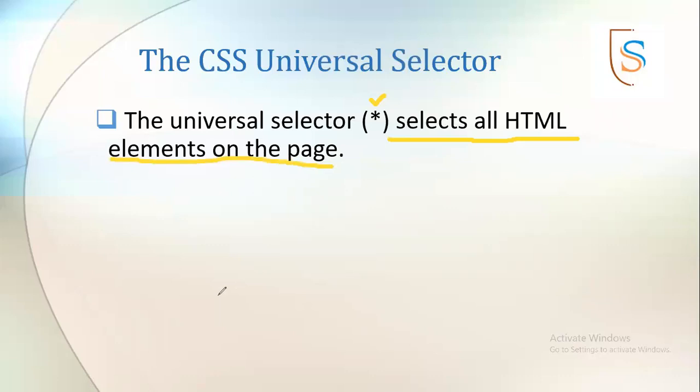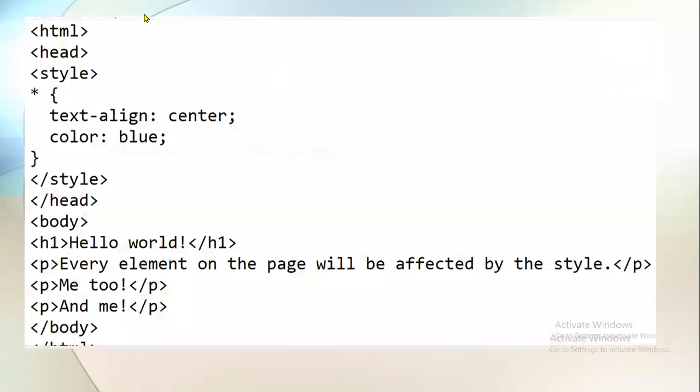For example, if you wanted to define the same kind of formatting to all the available elements on the page, then you will use the universal selector. How it will apply the properties to the complete page, you can see here. Here is an example of the same.